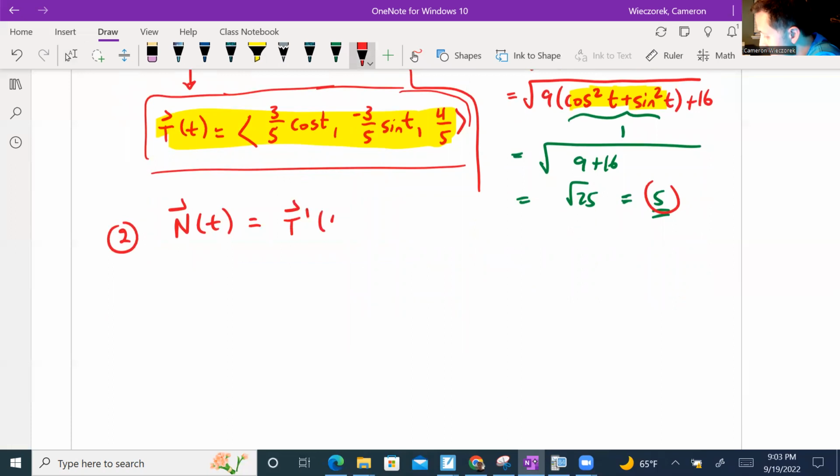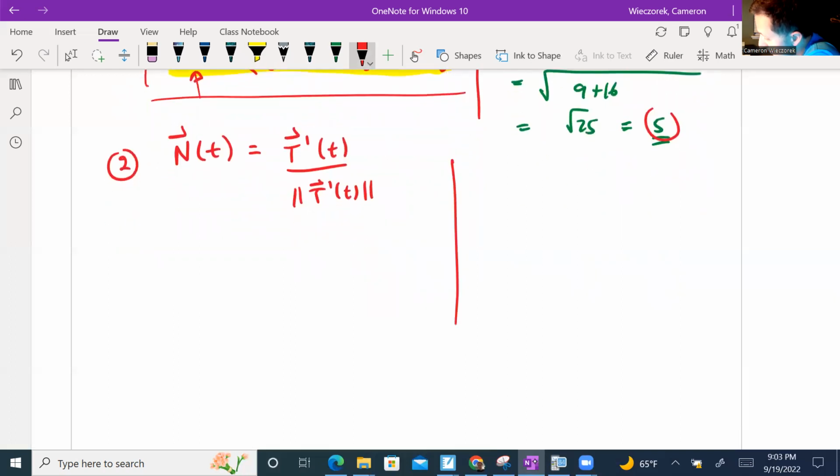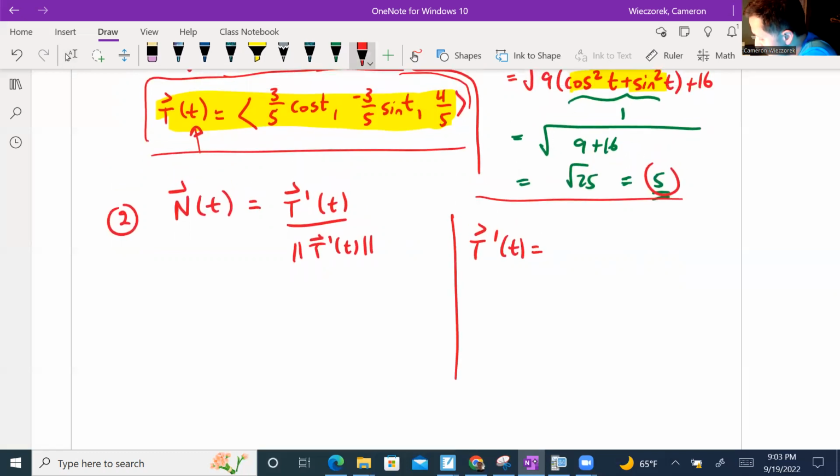This is going to be T prime of t over the magnitude of T prime of t. We found T, we didn't find T prime, so we're going to have to calculate T prime. So let's do that, calculations off to the side here. T prime, if you look at your unit tangent we just found, is going to be the derivative of 3/5 cosine, which is negative 3/5 sine t. Derivative of negative 3/5 sine t would be negative 3/5 cosine t. Derivative of 4/5 would be a nice 0. So it looks like we're actually projecting now into the xy plane.